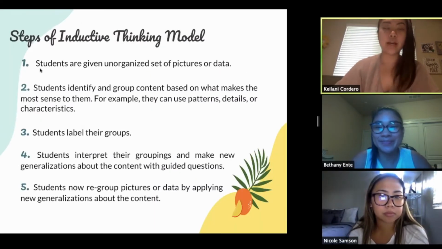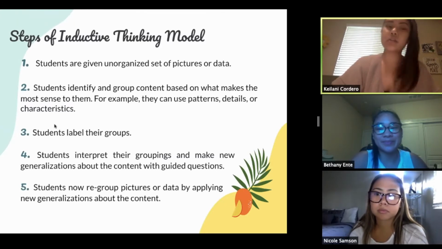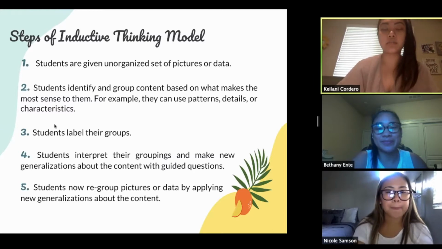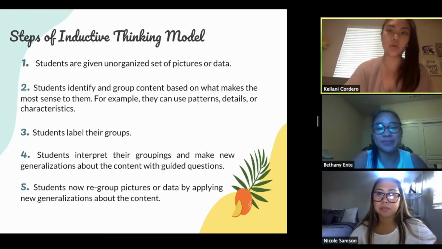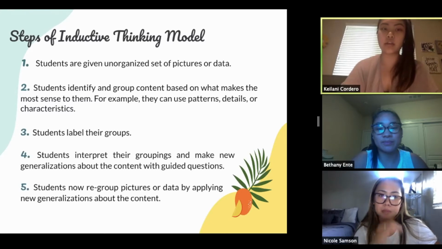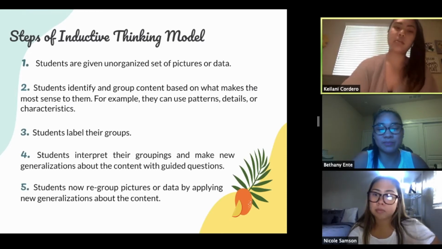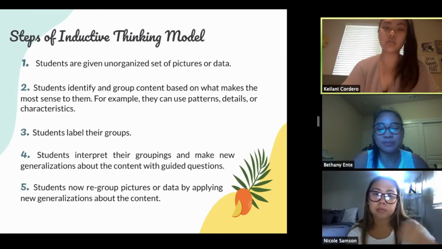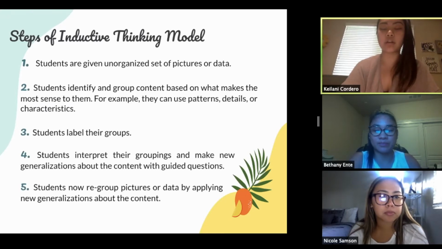There are in total 5 steps of the inductive thinking model. The first step is students are given an unorganized set of pictures or data. Then students will identify and group content based on what makes the most sense to them. For example, they can use patterns, details, or characteristics. Next, students label their groups. And then students interpret their groupings and make new generalizations about the content with guided questions. And finally, students will regroup pictures or data by applying new generalizations about the content.